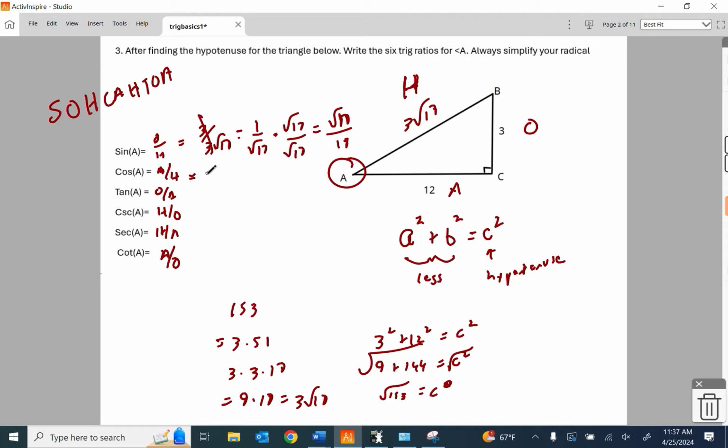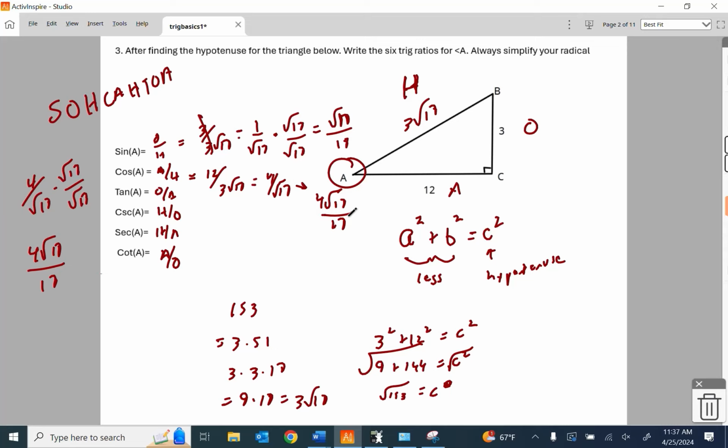Alright, adjacent over hypotenuse is going to be 12 over 3 root 17. 12 over 3 is 4. 4 over root 17. And I'm a little low on paper here. You know, most kids do not do all this work. Most people don't do this work. This work is for you, not me. 4 over root 17. I multiply top and bottom by root 17. And I get 4 root 17 sitting pretty over 17. If this is beyond you, you're not going to be an engineer. That's all I can tell you.